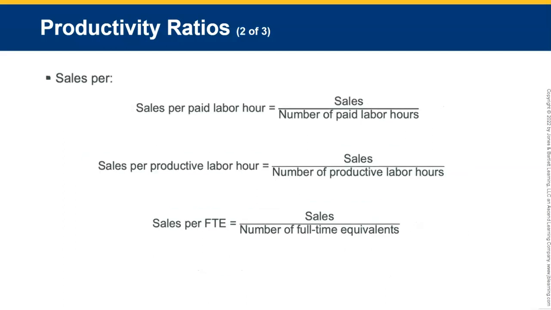If we're looking at sales, we can figure out sales per paid labor hour, which would be sales divided by number of paid labor hours. We can look at sales per productive labor hour, which is sales divided by number of productive labor hours. And then sales per full-time equivalent equals sales divided by number of full-time equivalents.